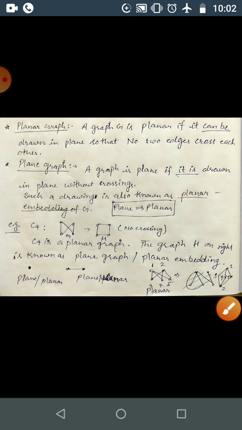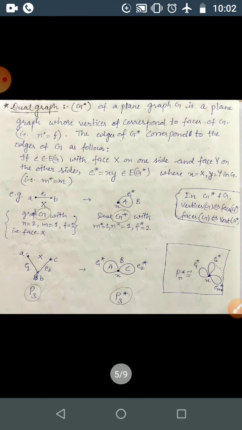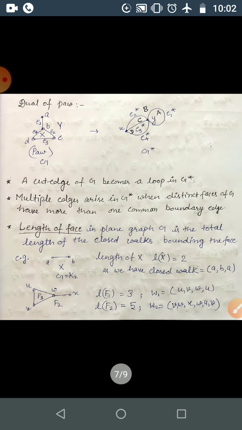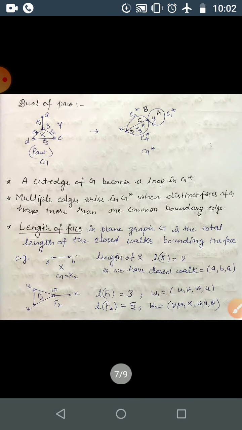Yeah, that's it for today, and tomorrow I'll be discussing about dual of this graph, and we will be discussing about planarity of dual, whether it is planar or not, then some problems based on this one. Okay, so I think it's done.